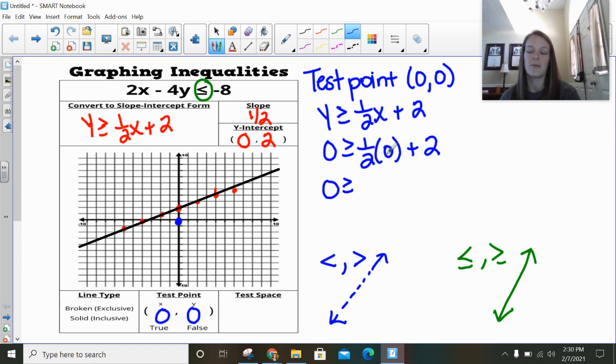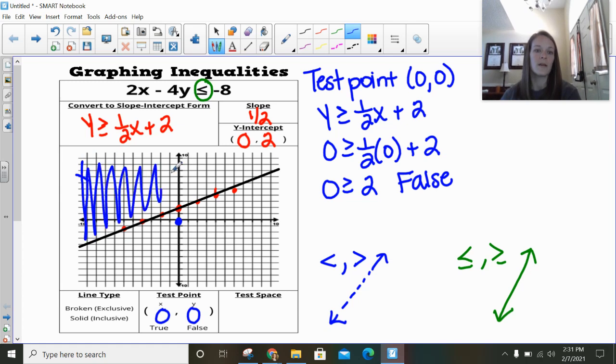1/2 times 0 is 0, plus 2 is 2. Is 0 greater than or equal to 2? No, so this would be a false statement. 0 is less than 2. So since it is false, my 0, 0 is here. When it is false, you will jump to the other side of the line and shade over there. So in other words, all of this will get shaded because 0, 0 was false.